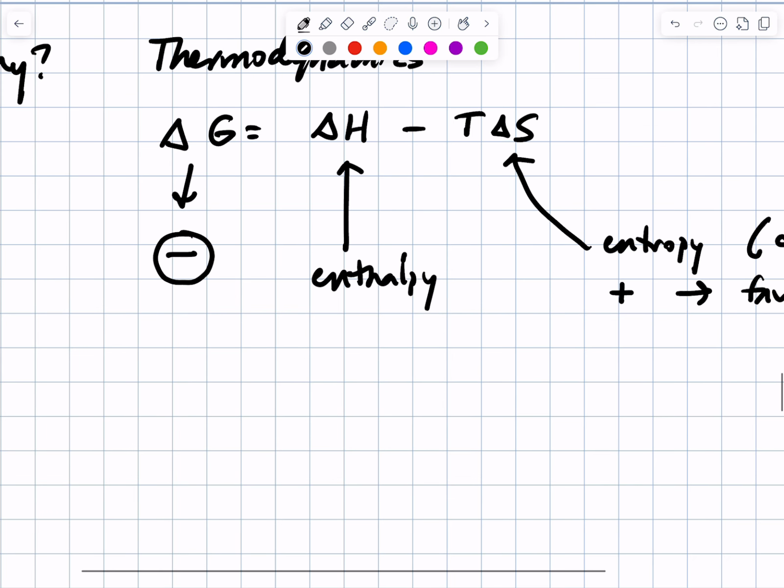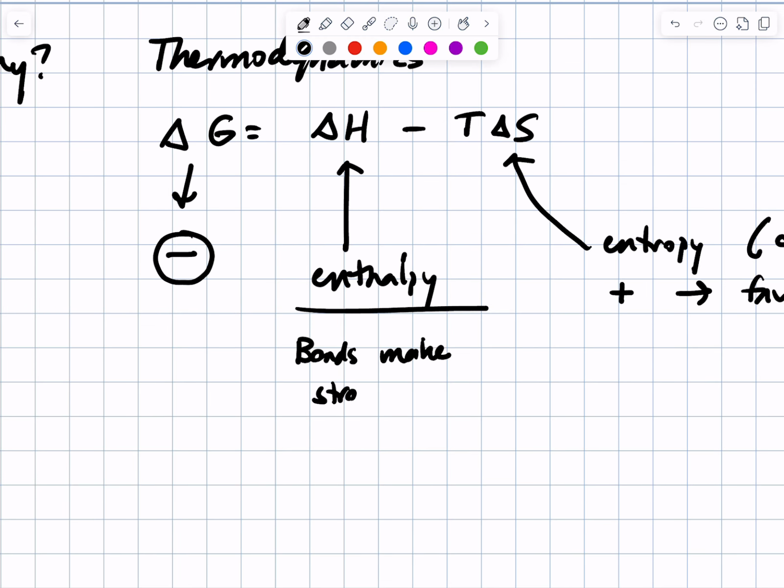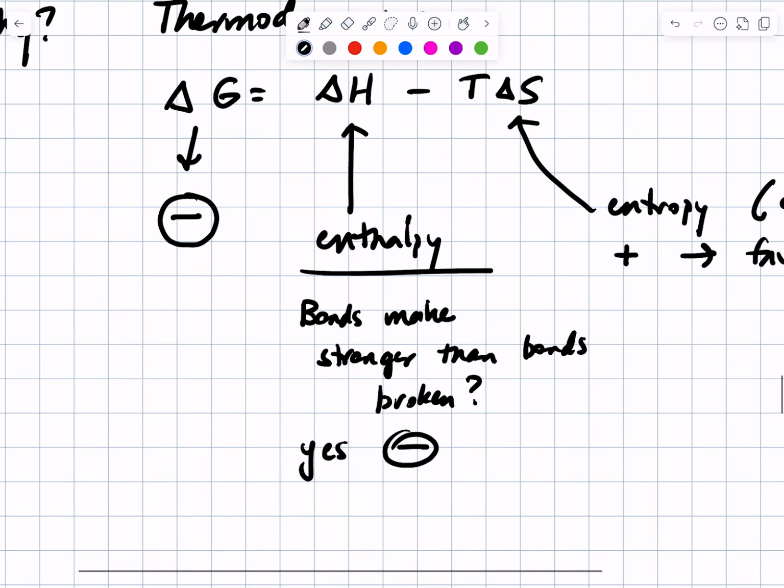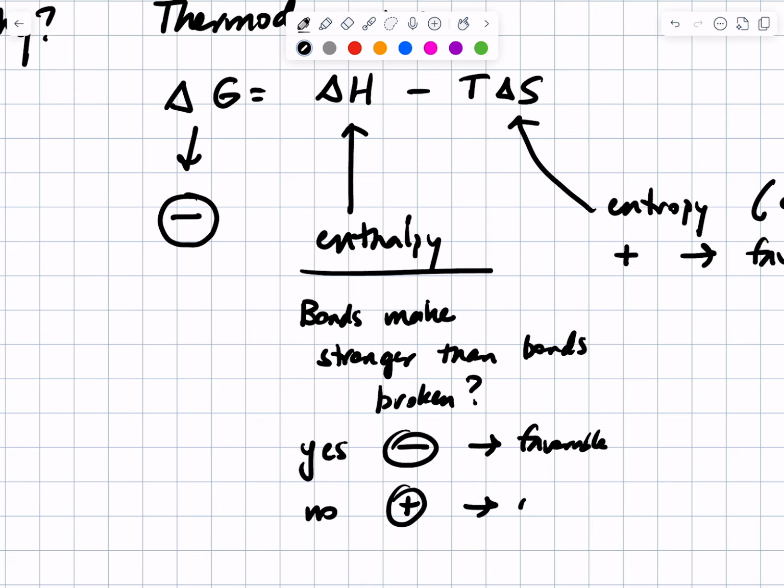For enthalpy, the consideration is basically, are the bonds that you make in a reaction stronger or weaker than the bonds that you broke during a reaction? That's essentially the question. If yes, the reaction's going to have a favorable enthalpy. And if the answer is no, the reaction's going to have a positive enthalpy, which is going to be unfavorable.